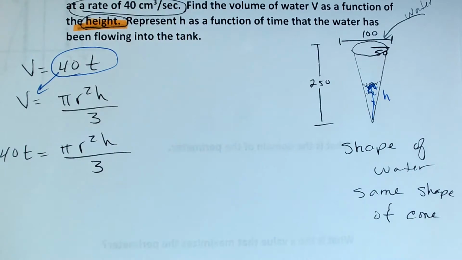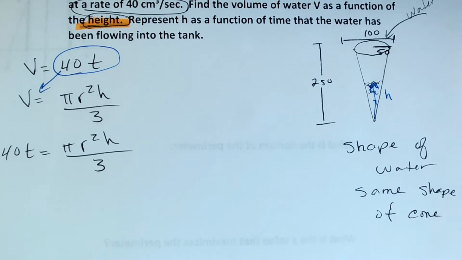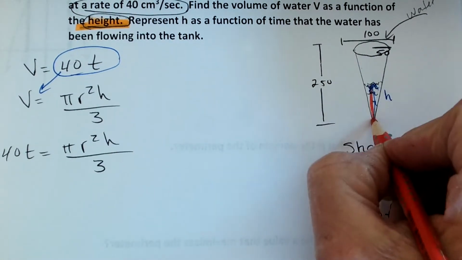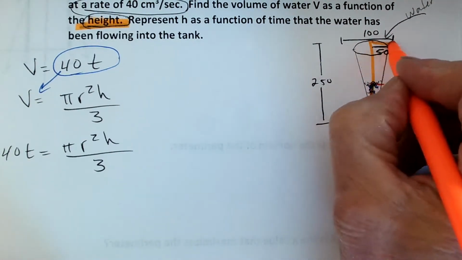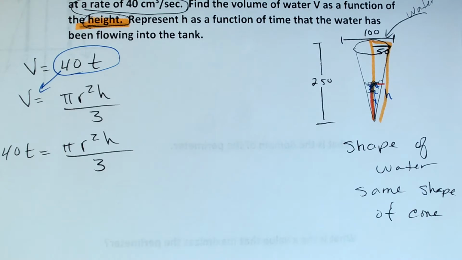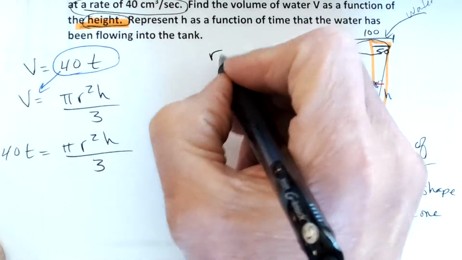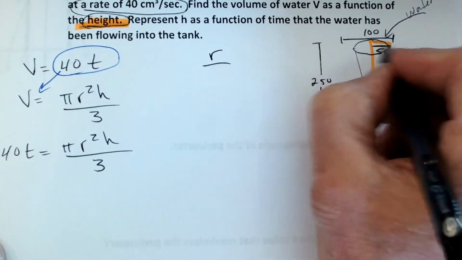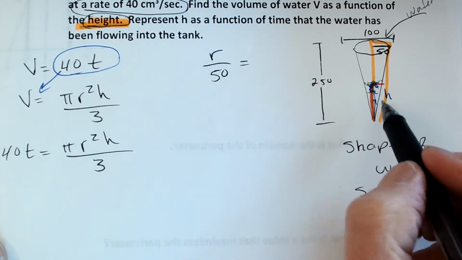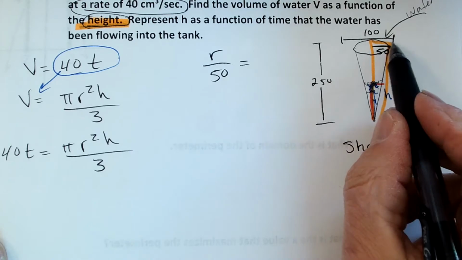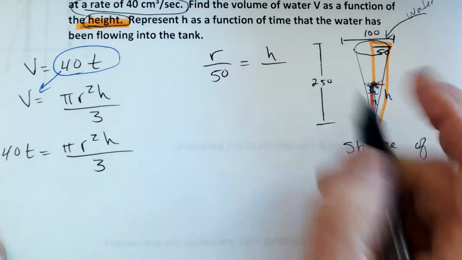So I have a ratio between similar triangles. This goes back to geometry, but I have a similar triangle here to a similar triangle here. So I'm going to set up a ratio. I know that the radius of the water corresponds to the radius of the cone. The radius of the water, which is changing, that's why we use r. The radius of the water corresponds to the radius of the cone, as the height of the water corresponds to the height of the cone.